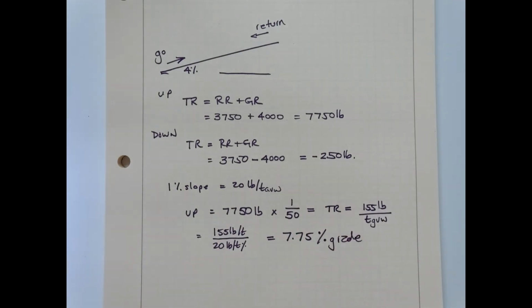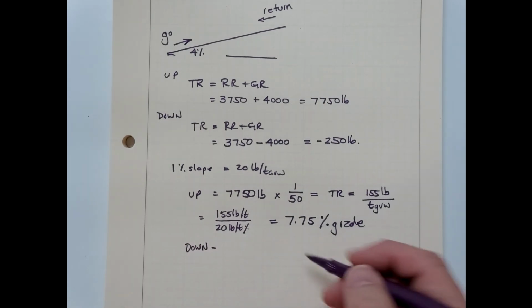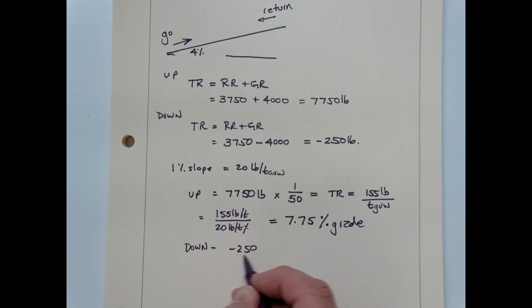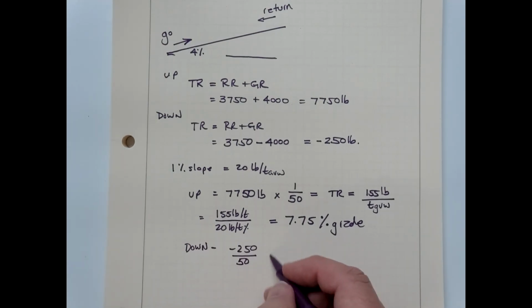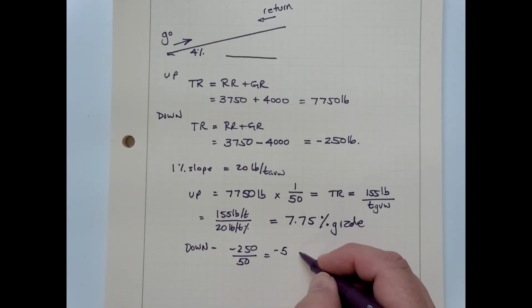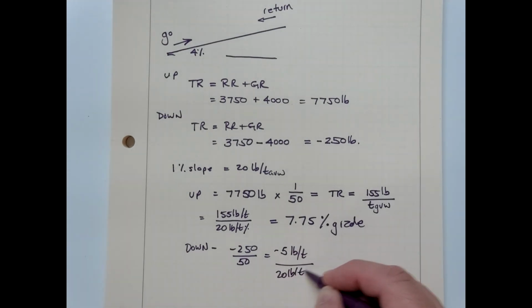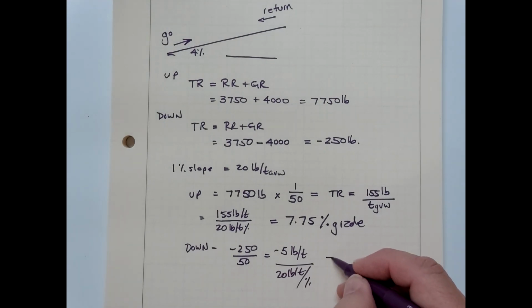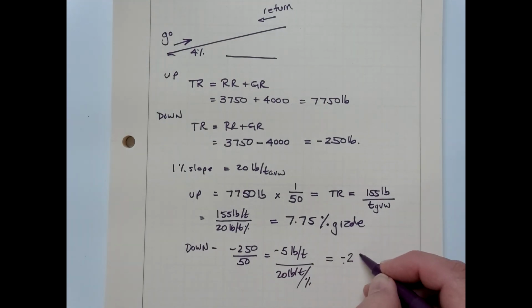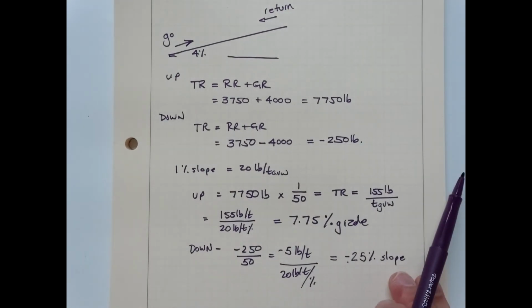So climbing that 4% hill with the rolling resistance as we have calculated gives us a 7.75% grade. Going down, it's the same thing. Now we're at minus 250. We divide that by 50 to give us our total resistance factor, which is equal to negative 5 pounds per ton. If we divide that by 20 pounds per ton per percent grade, this gives us an equivalent of minus 0.25% slope. So we can convert back and forth.